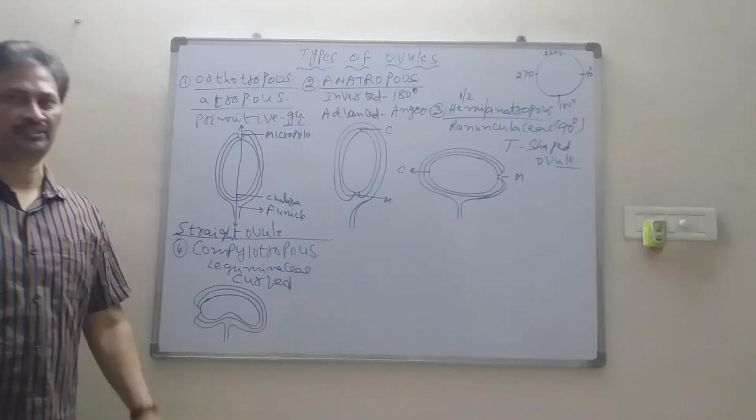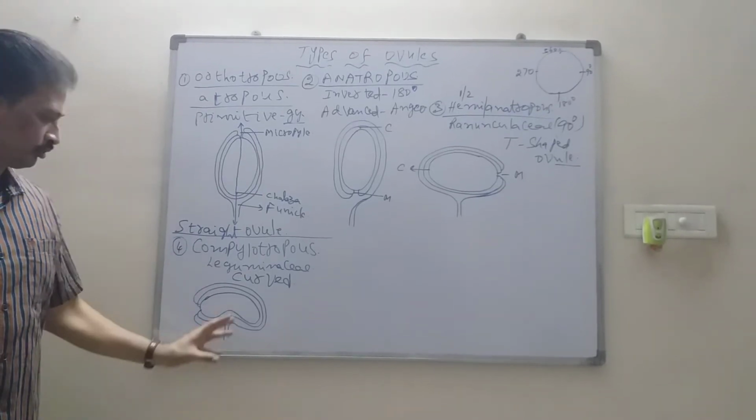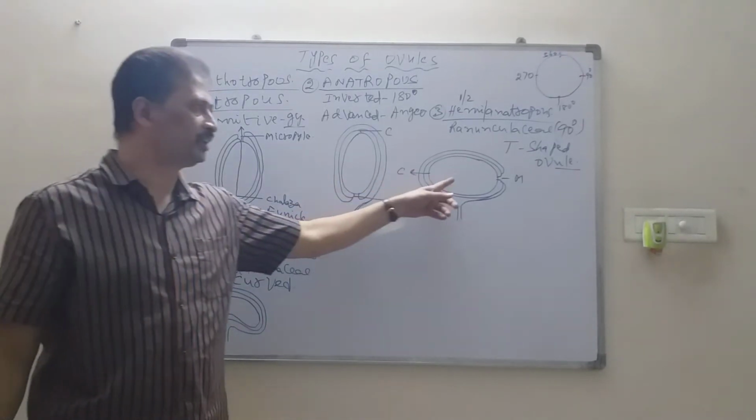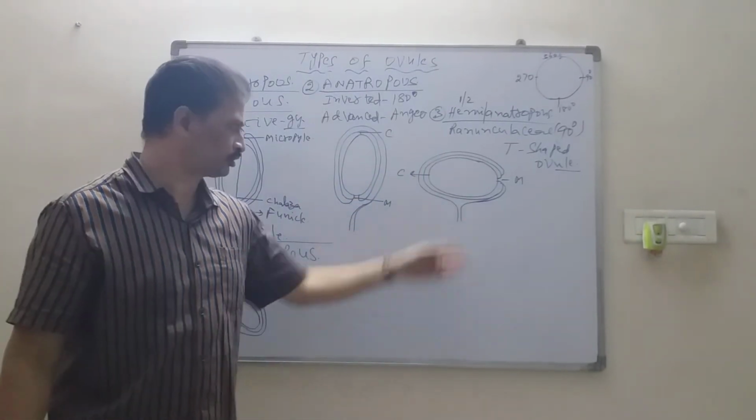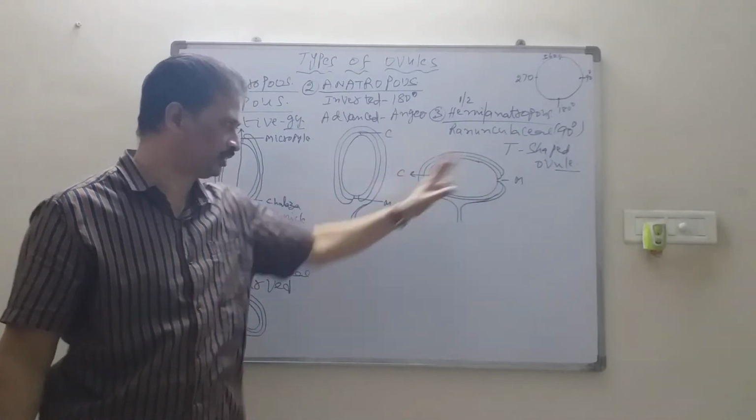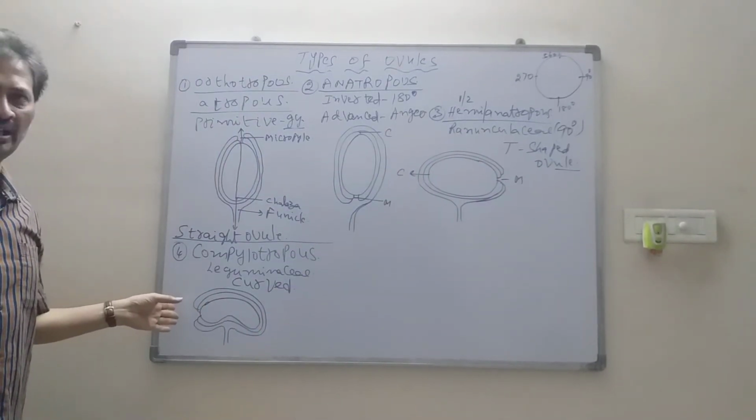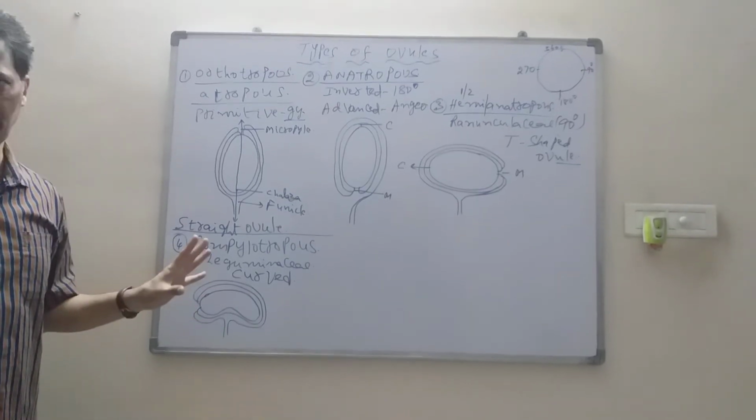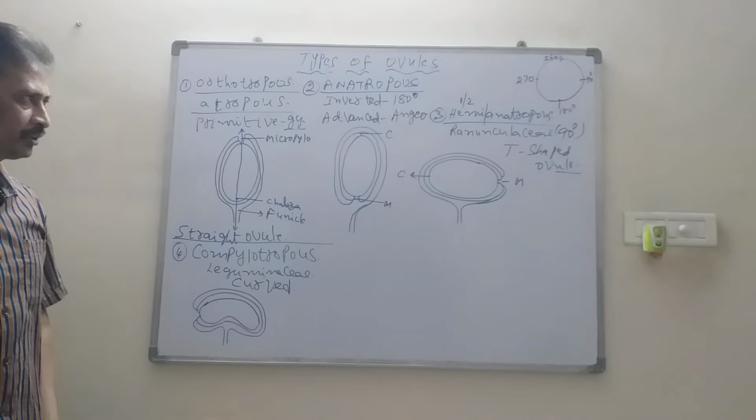So that is the curvature. So here what happens? This is nothing but the hemianatropous ovule. Of course, here micropyle is produced that side, and here it is produced in this direction. But whatever it may be, the degree of curvature is only 90 degrees. Both are same. But here what happens?